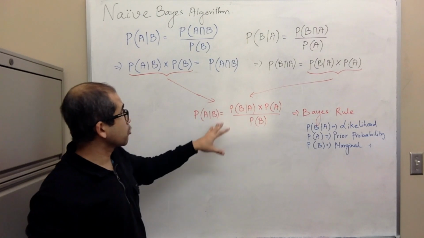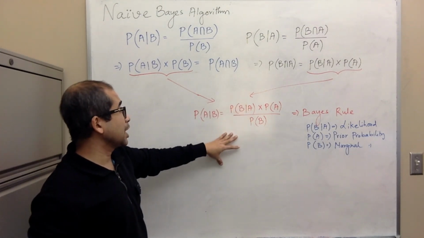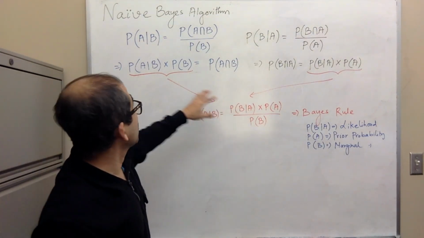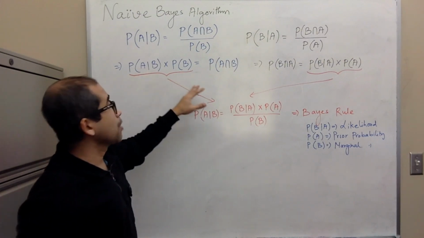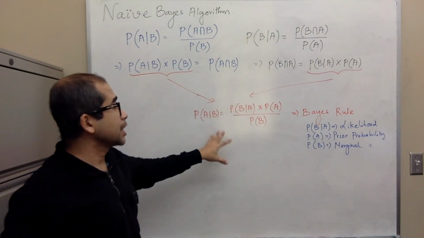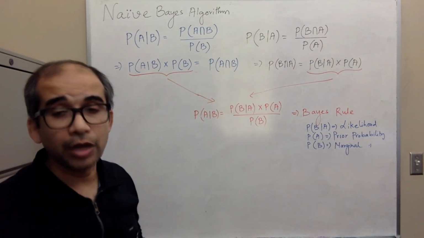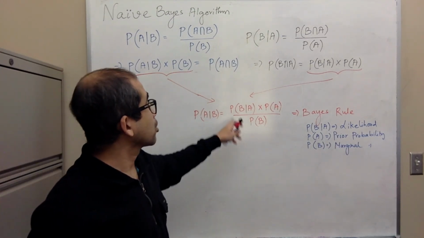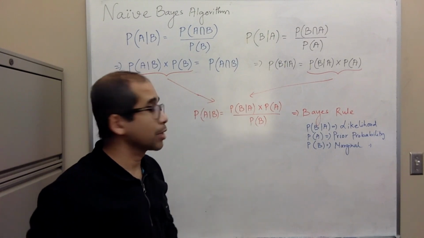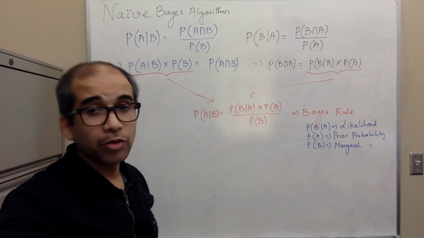So you will have another equation, or you can have the probability of B given A equal to the probability of A given B times the probability of B divided by the probability of A. In that case, the names of the terms will remain similar, corresponding to the numerator and denominator, and we'll take it from there.